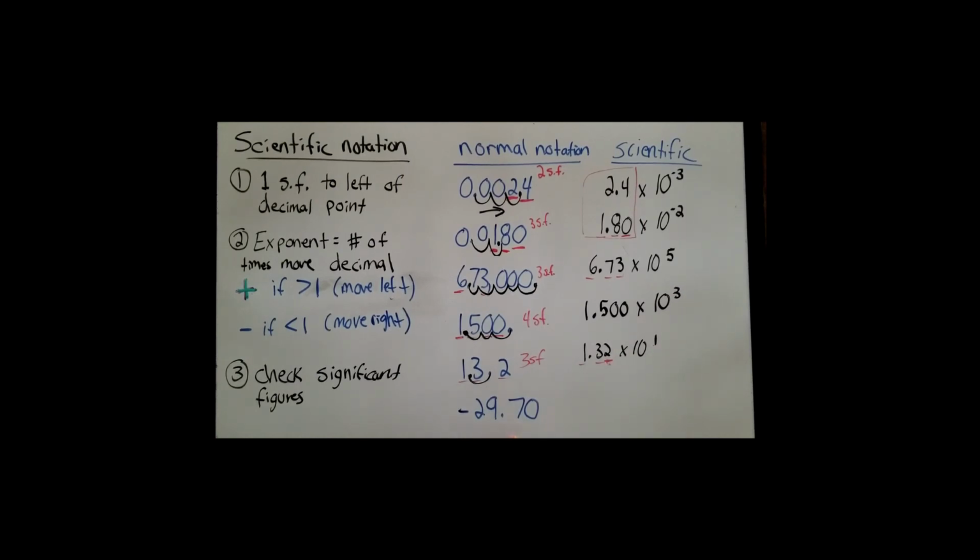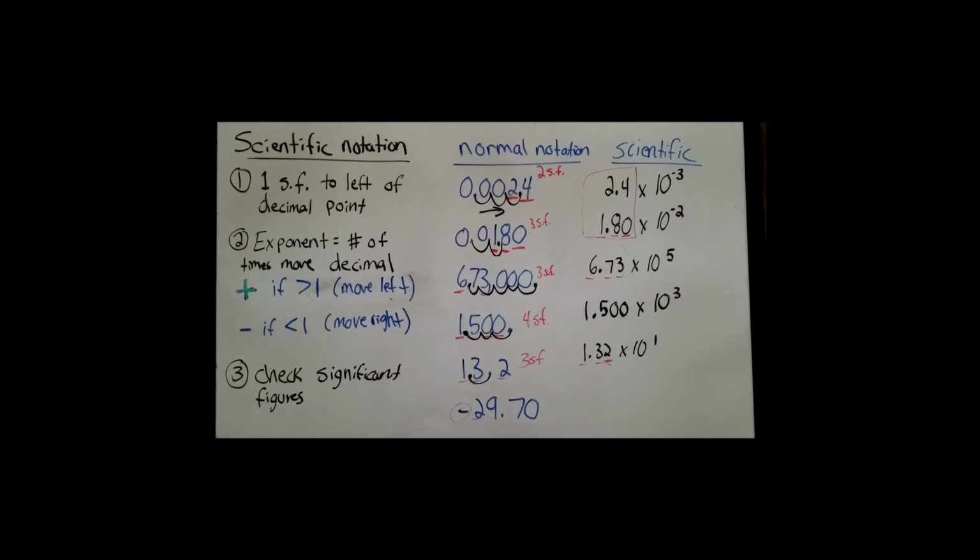Now this last one is very tricky. Why? Because of this negative sign. That kind of throws people when we talk about the exponent portion of it. So let's look at this one, starting systematically by counting our significant figures. Now remember, when we count significant figures, it doesn't matter if there's a negative sign or not. We're just looking at the numbers themselves.